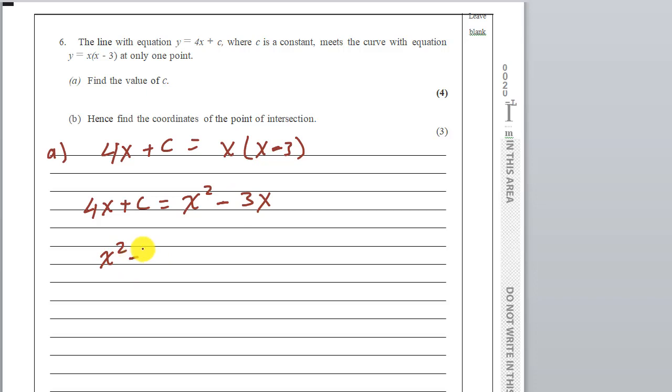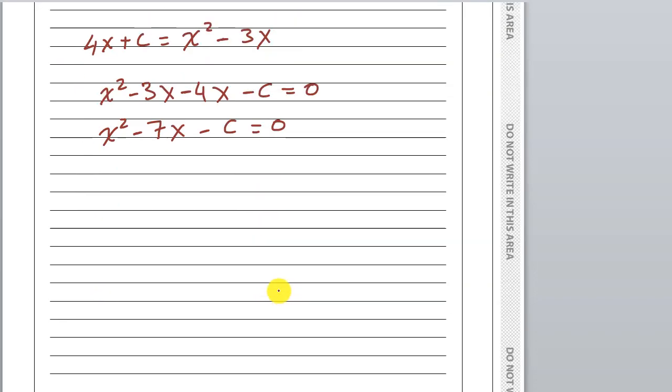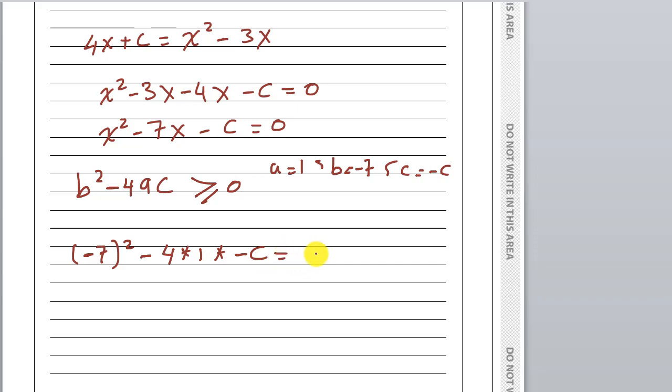So x squared minus 3x minus 4x minus c equals 0. So x squared minus 7x minus c equals 0. Now to have a real root for this equation, we know that b squared minus 4ac must be bigger than or equal to 0. So we have a equal to 1, b equal to minus 7, and c equal to minus c. So now we have minus 7 squared minus 4 multiplied by 1 multiplied by minus c equals 0.